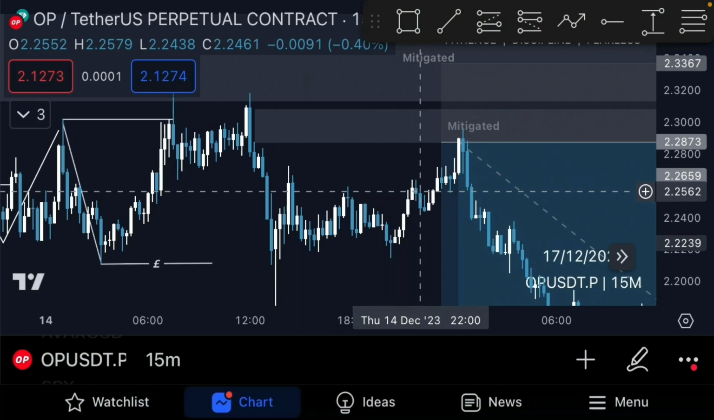to confirm the reversal of that structure. Okay, so we're waiting for a bearish structure reversal at this point of interest, and we're going to count that 3-step candle down and confirm that reversal pattern.